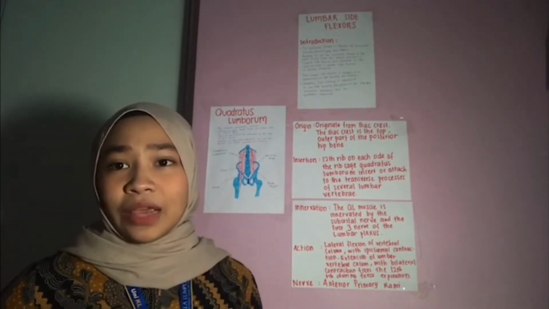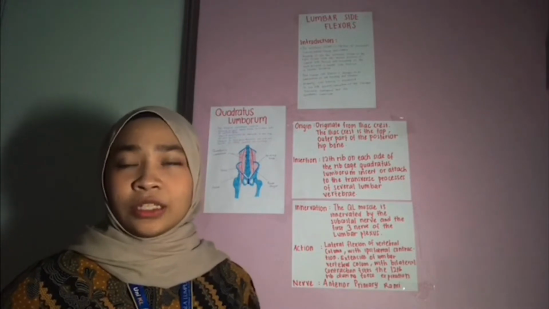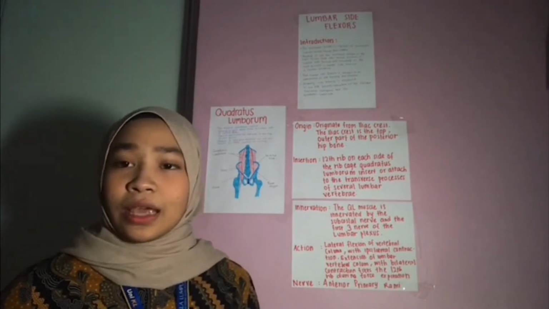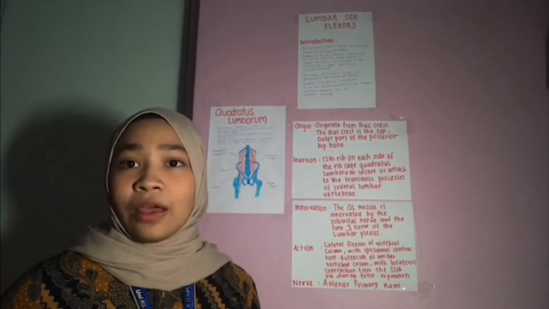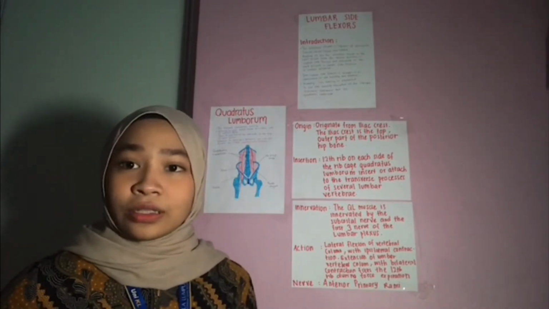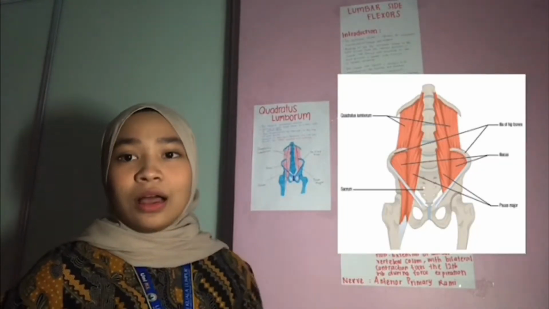So the lumbar side flexion is thought to be a combination of side bending and also rotation. Normally, side bending is attributed to the one-sided contraction of the obliques, the transverse abdominis, and also quadratus lumborum. So next, I will talk about the quadratus lumborum muscle.